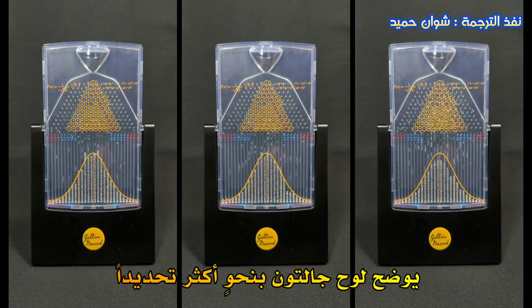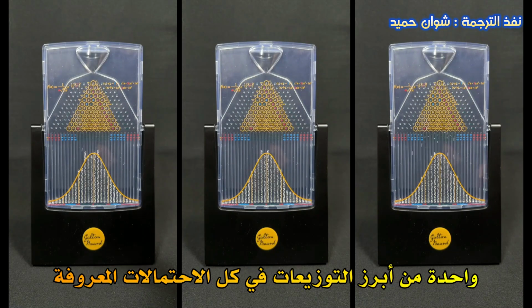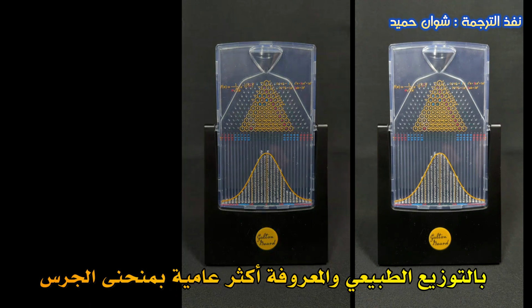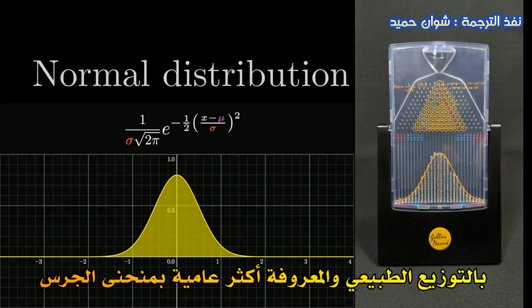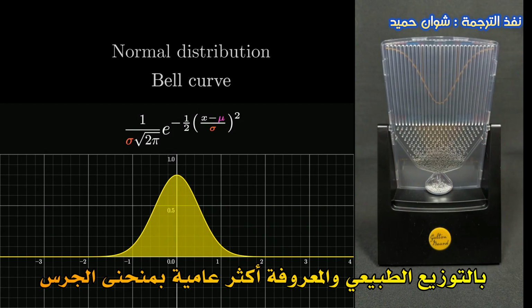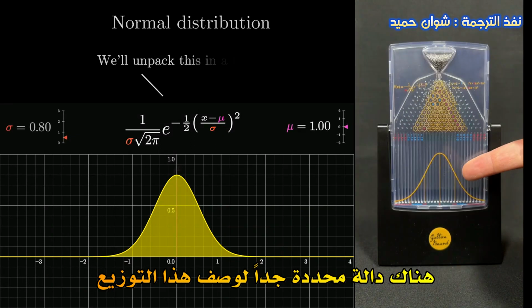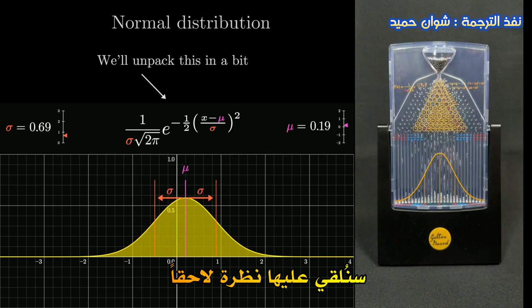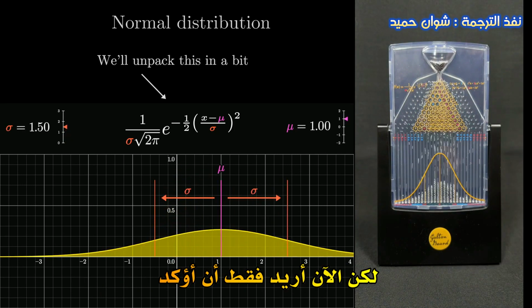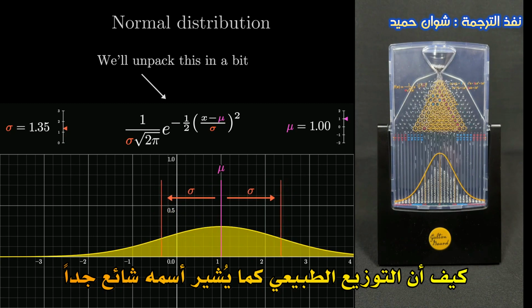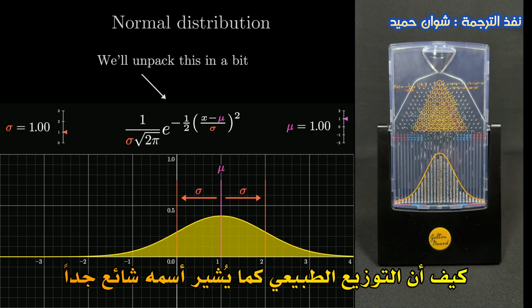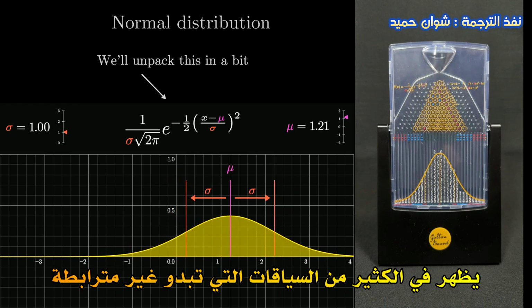More specifically, the Galton board illustrates one of the most prominent distributions in all of probability, known as the normal distribution, more colloquially known as a bell curve, and also called a Gaussian distribution. There's a very specific function to describe this distribution. It's very pretty, we'll get into it later. But right now, I just want to emphasize how the normal distribution is, as the name suggests, very common. It shows up in a lot of seemingly unrelated contexts.